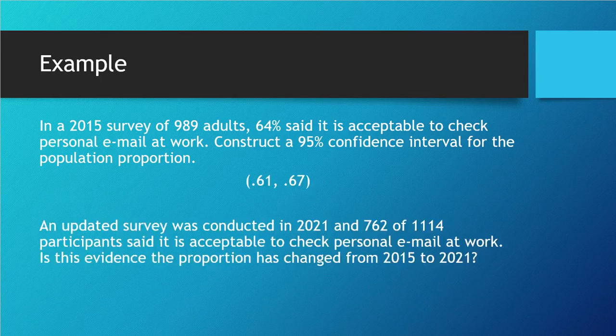All right. And then of course we have our application question. So we did an updated survey in 2021 and we had 762 of 1,114 participants that said it was unacceptable. Is this evidence the proportion has changed from 2015 to 2021? And as always with these, I'm going to ask you why or why not. All right, we've got to have an explanation for why. We can't just guess.